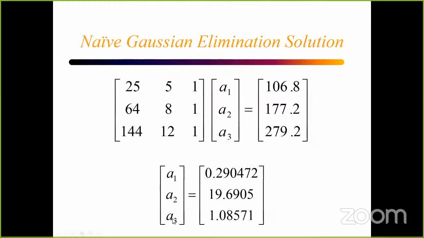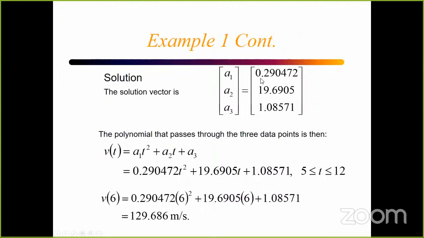After getting the A1, A2, A3 values, you substitute them in the equation. The polynomial that passes through the three data points is v of t equals A1 t square plus A2 t plus A3. If you want to estimate the speed at 6 seconds, it should be 129.686 meters per second. Very good. The speed should be in between the given values.